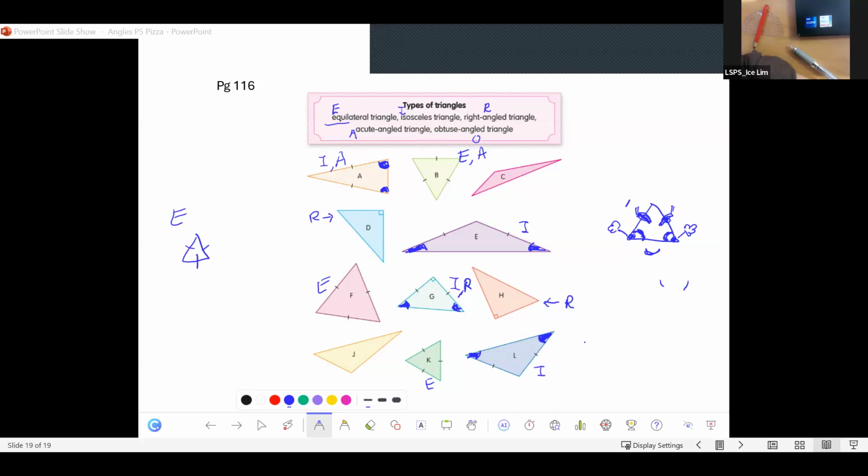Can a right angle triangle be obtuse? No. Okay. This is the triangle that is a right angle triangle as well as an isosceles triangle. Now this one is isosceles but obtuse. E is isosceles but obtuse. C is obtuse. Obtuse means there's one angle that is bigger than 90 degrees. J is obtuse. L, I think, is obtuse. It's isosceles and obtuse.